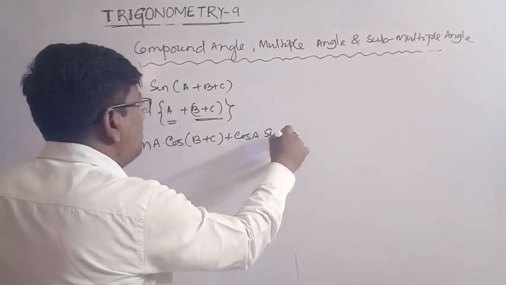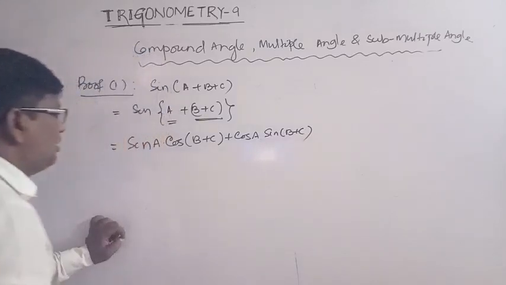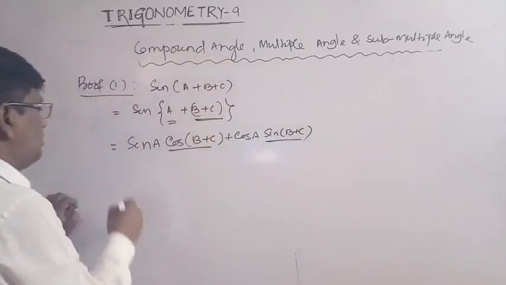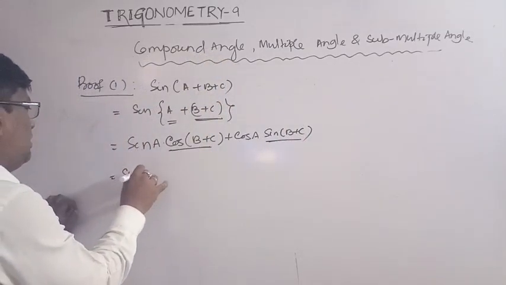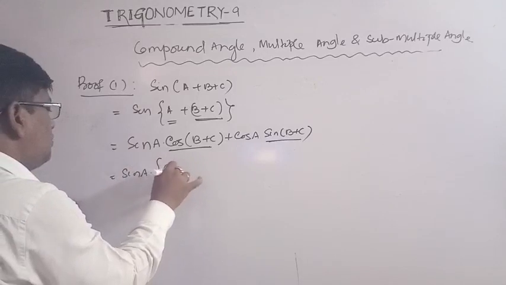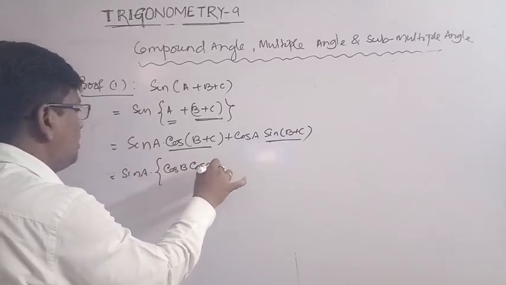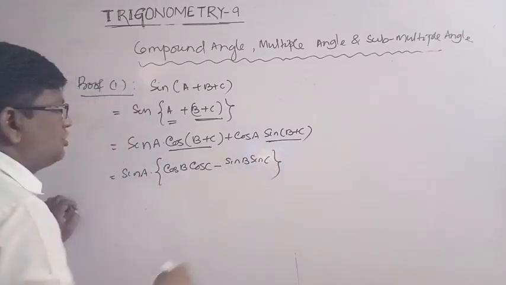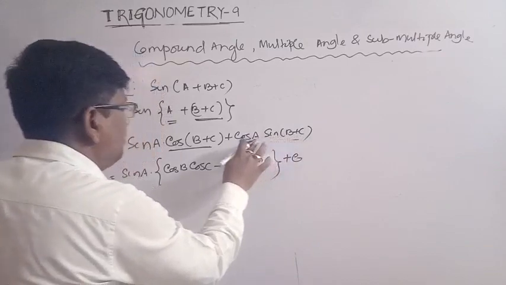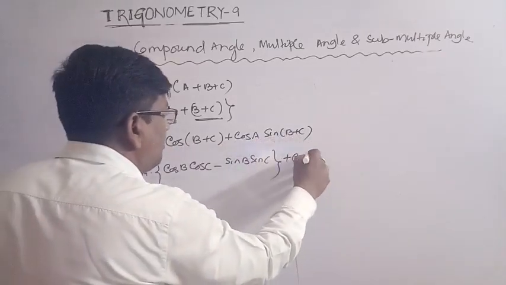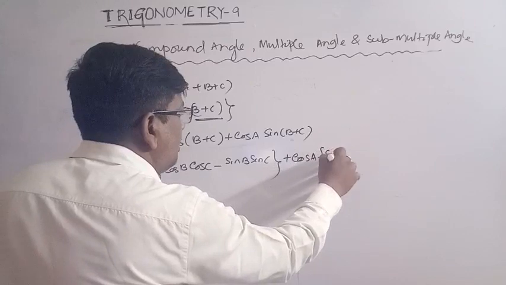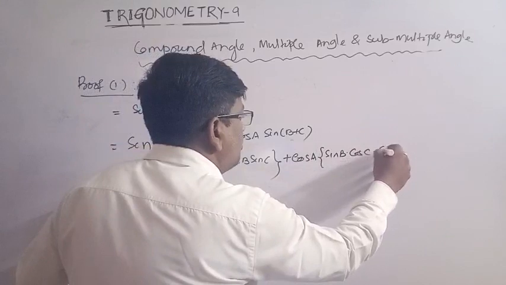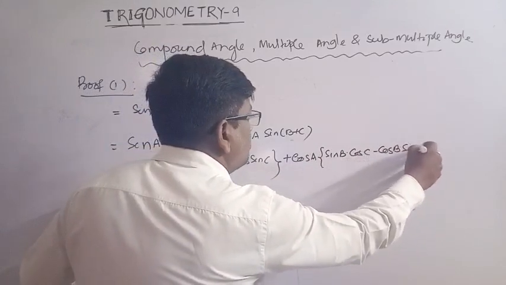Sin b plus c. Now also apply this cos of b plus c, and this what? Sin of b plus c. So this is equal to sin a into cos b into cos c minus sin b into sin c, plus cos a into what? Sin b cos c minus cos b into sin c.